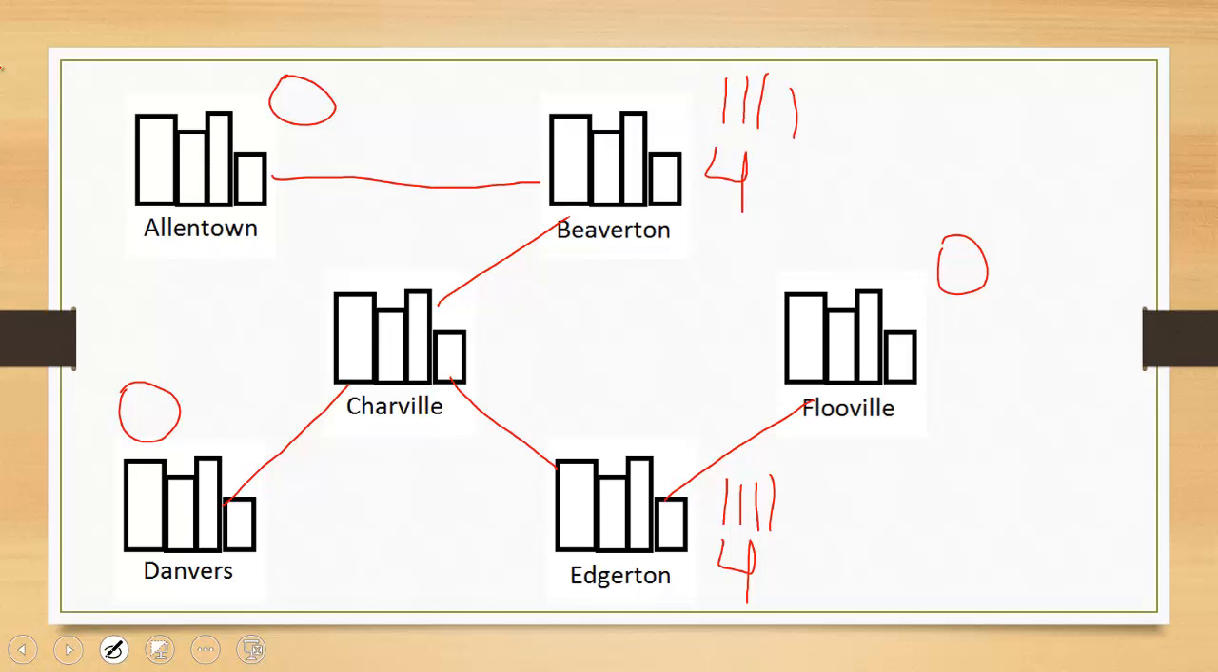Charville is in between a lot of different towns. Most of these routes, a lot of these routes rather, involve Charville in the middle. So we could say, let's start with Allenton. Allenton to Beaverton to Charville to Danvers, that's 1. Allenton to Beaverton to Charville to Edgerton, that's 2. Allenton to Beaverton to Charville to Edgerton to Fluville, that's 3. Whew. Okay, now we can talk about Beaverton to Charville to Danvers, that's 4. Beaverton to Charville to Edgerton, that's 5. Beaverton to Charville to Edgerton to Fluville, that's 6. Okay, now Danvers to Charville to Edgerton, that's 7. And Danvers to Charville to Edgerton to Fluville, that's 8. 8 possible trade routes along which Charville is in the middle, which means Charville has a betweenness centrality of 8.